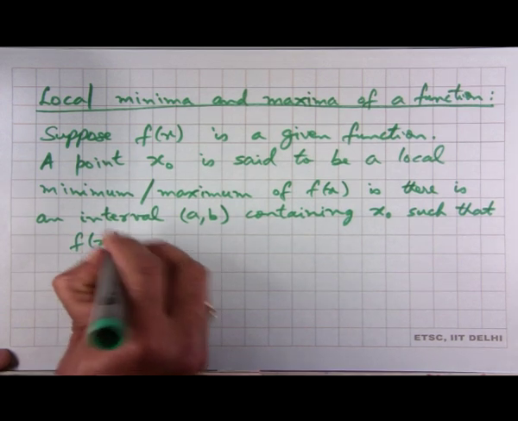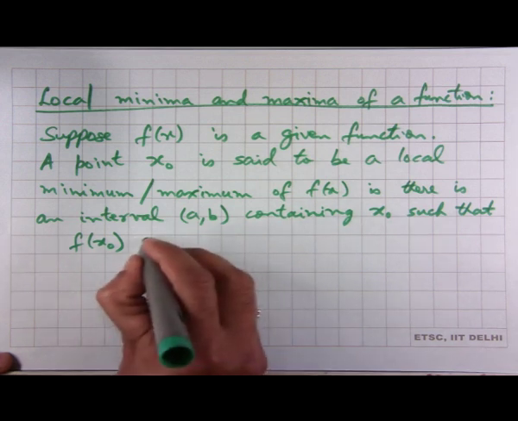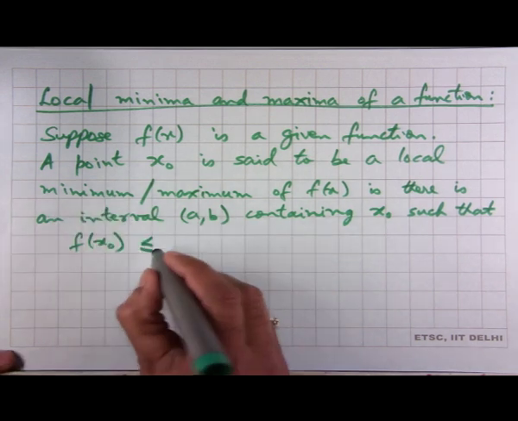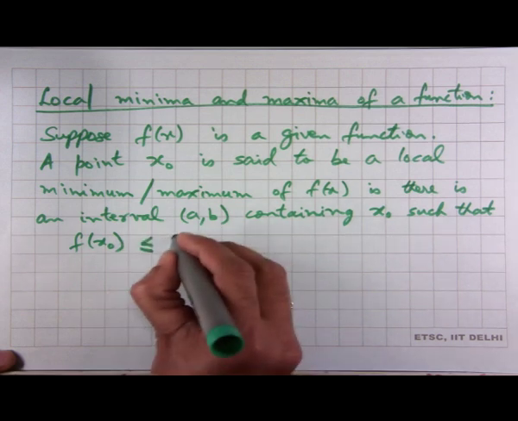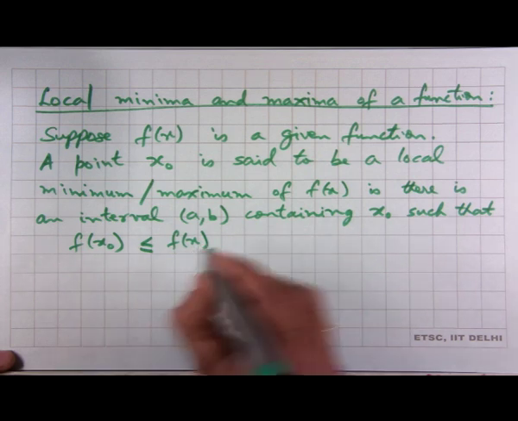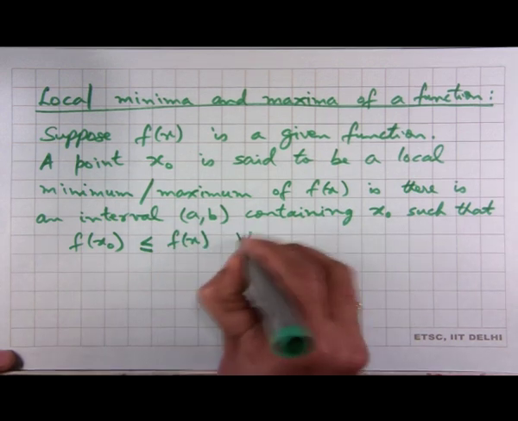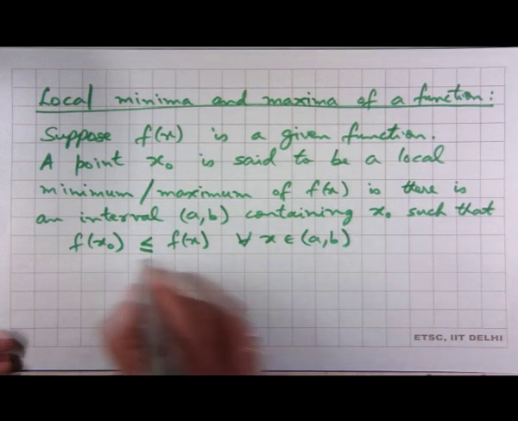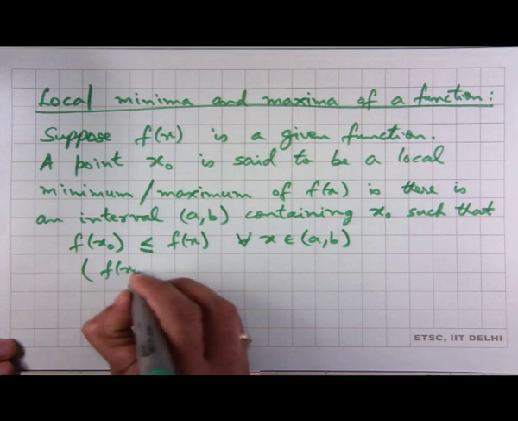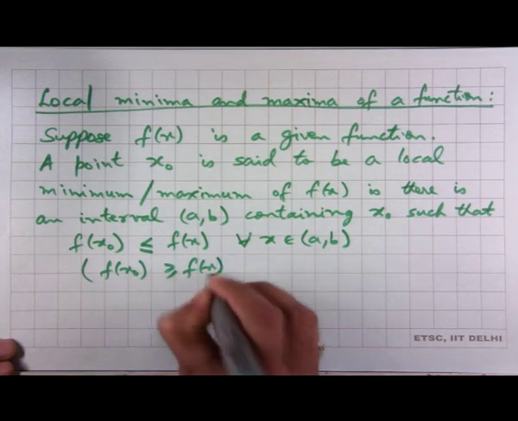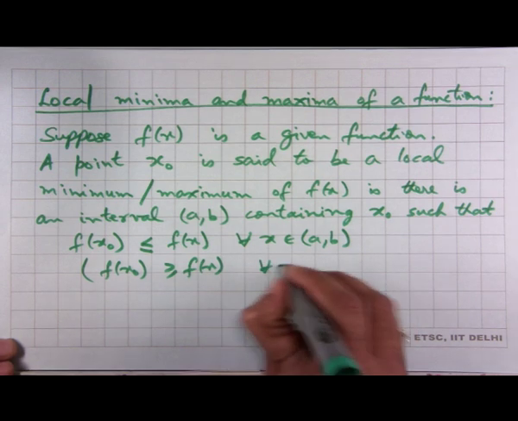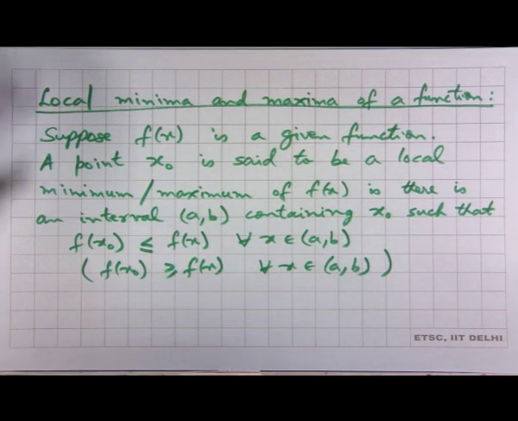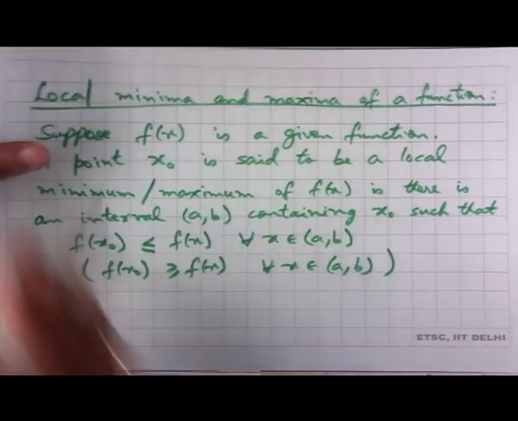f of x naught is less than or equal to f x, for minimum this will be less than or equal to f x, and for maximum this is greater, for all x belonging to a b, and f x naught is greater than or equal to f x for all x in a b for local maximum. So, let me explain this by a graph.